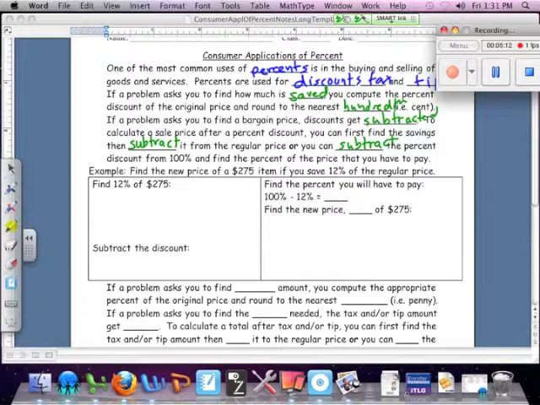For the first one, they're both going to find the same answer to the example. Find the new price of a $275 item if you save 12% of the regular price. So if I wanted to find 12% of 275, I'm dealing with money, so I'm probably going to use the decimal form of the percent. Convert 12% into 0.12, and then go ahead and do that multiplication.